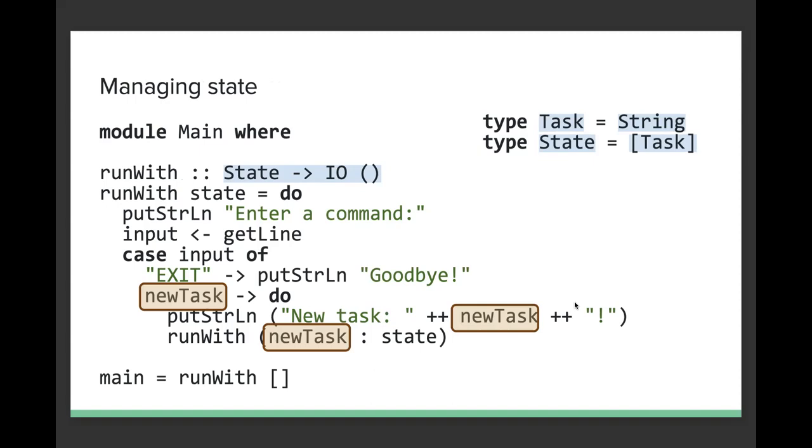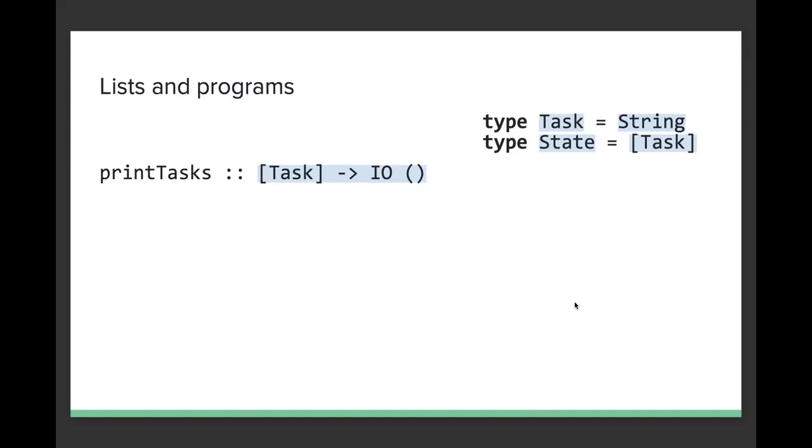So, as our first command that is different from adding a new task will be to print tasks. Now, to print a list of tasks, we have as our input a list of tasks, and we need to produce a program that would output those tasks on the screen, right? So how do we do this?